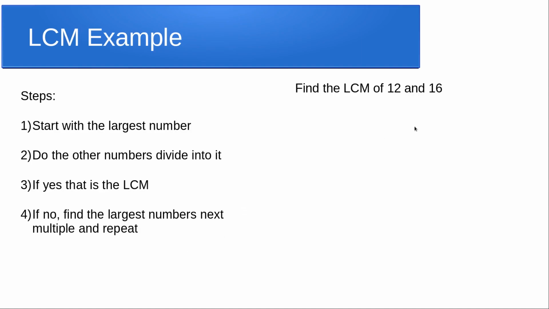So same numbers, this time we're going to find the lowest common multiple of 12 and 16. We're going to start with the largest number. Does 12 go into 16? No, it doesn't. So then we've got to go on to the next multiple. So that's 16 add 16 is 32. Does 12 divide into 32? No, it doesn't. So we're going to go to the next multiple of 16. So we add on 16 and we get to 48. Does 12 go into 48? Yes, it does. So 48 must be the lowest common multiple of 12 and 16.